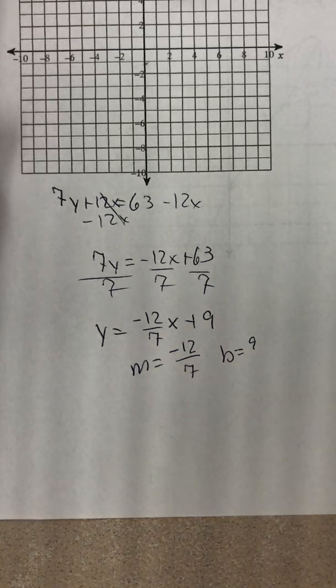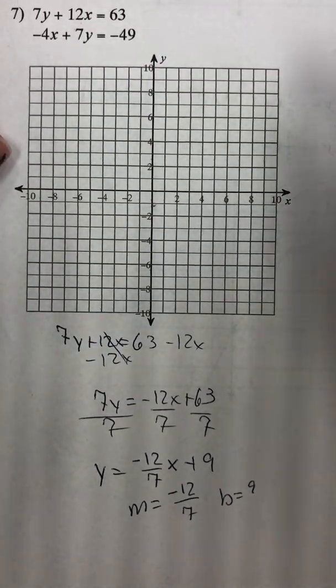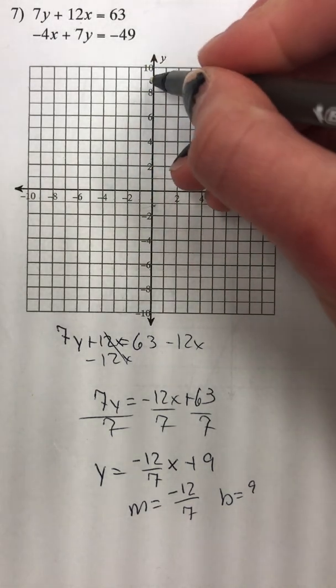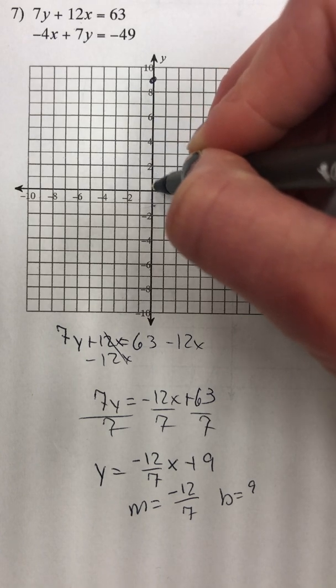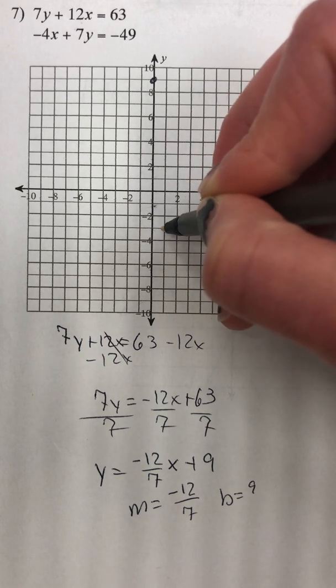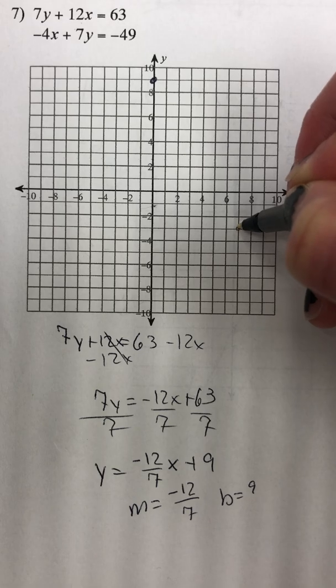We're going to start with that information. So our y-intercept is 9. That's our first point. And our slope is negative 12, 1, 2, 3, 4, 5, 6, 7, 8, 9, 10, 11, 12, and positive 7. Right here.